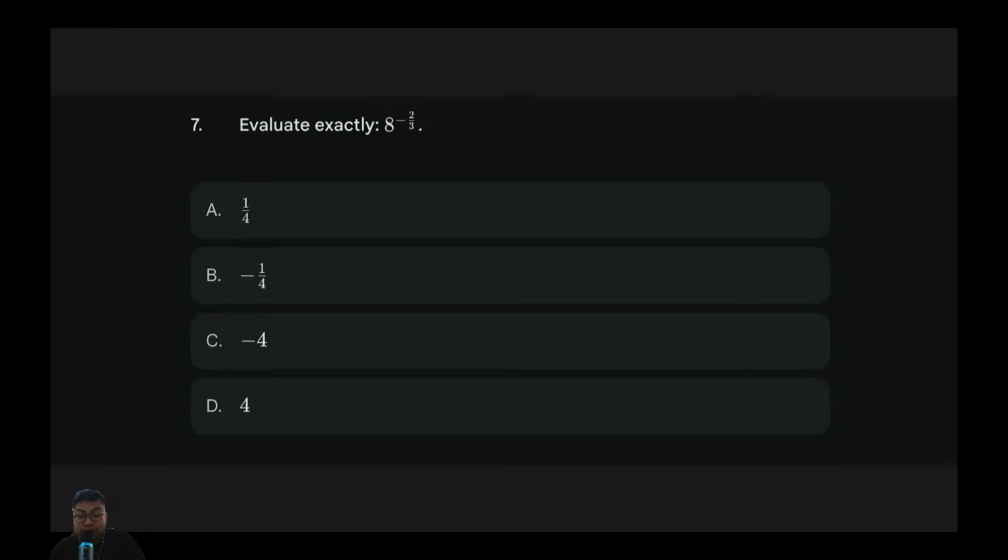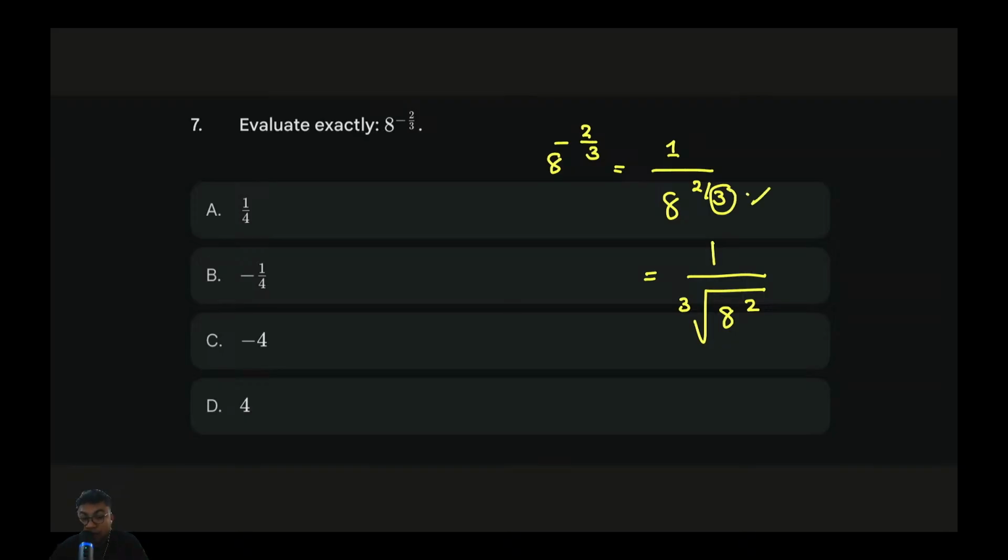For these questions, they want us to evaluate 8 to the power of negative 2 over 3. So what is that? Whenever it appears as negative exponents, it should be equal to 1 over 8 to the power of 2 over 3, which is 1 over cube root of 8 squared. This represents 2 roots. If the denominator of the exponent is 2, that means square root, if 4, fourth root. If it is 3, which means cube root.